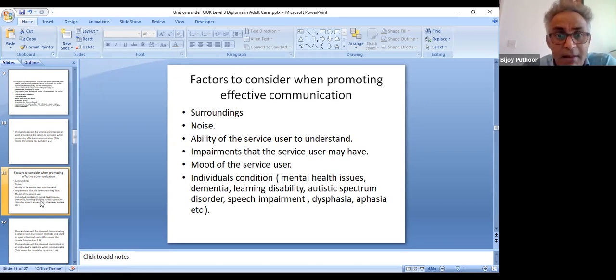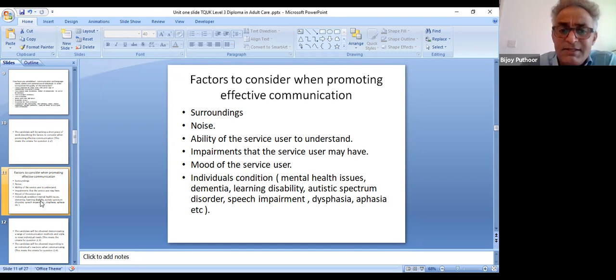If the service user is in a happy mood and is a person willing to listen, that will have a big impact on your ability to communicate with the service user in the most effective way. And when we say impairments, they also include mental health issues. If someone is suffering from mental health issues, that may impair their ability to understand things.